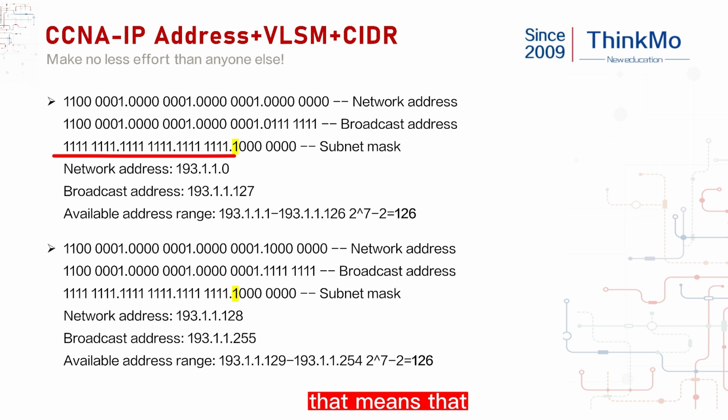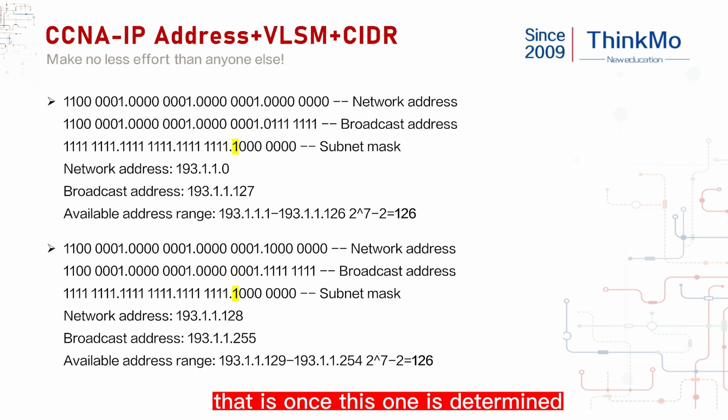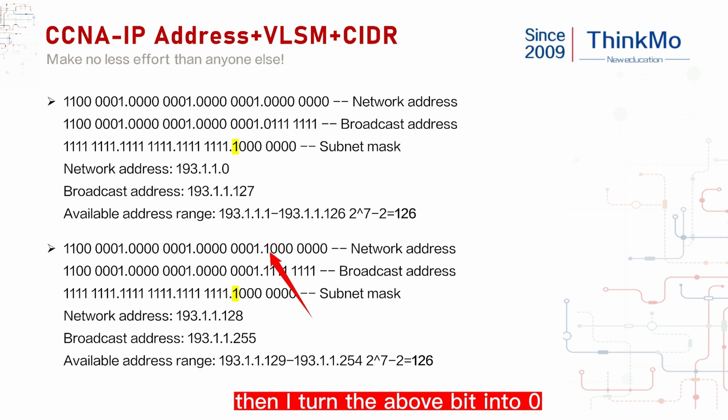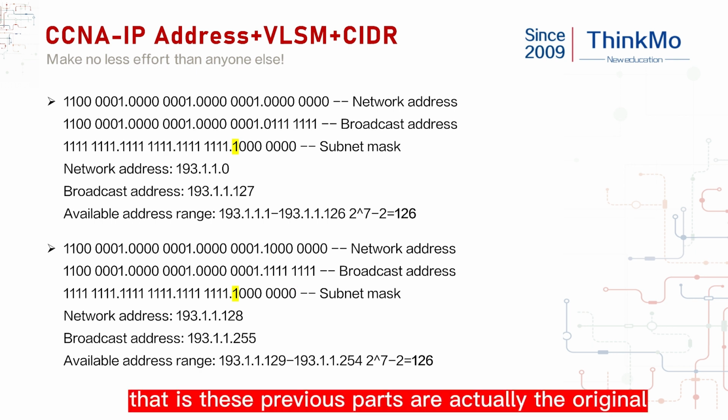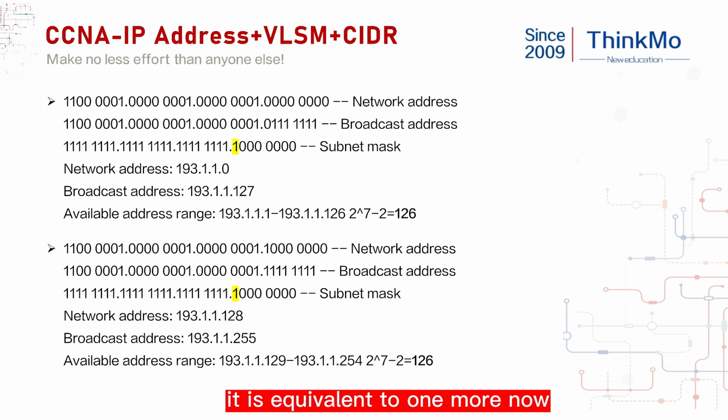That means that now the variable places actually become more. Once this one is determined, in fact, it can be divided, with a value for this bit. First I can set the above bit to 0, it's a change. Then I turn the above bit into 1, it is also a change. These previous parts are actually the original. It is equivalent to 1 more now.